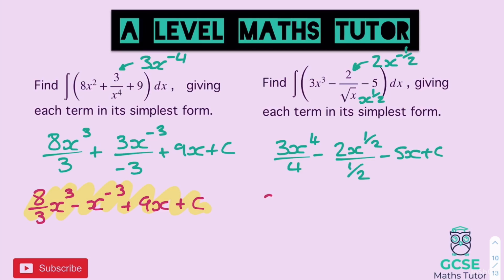So 3 over 4 is just 3/4, so 3/4 x to the power of 4 minus 2 divided by a half there is 4, so 4x to the power of a half minus 5x plus c, and there we go, that's that one finished. There we go.